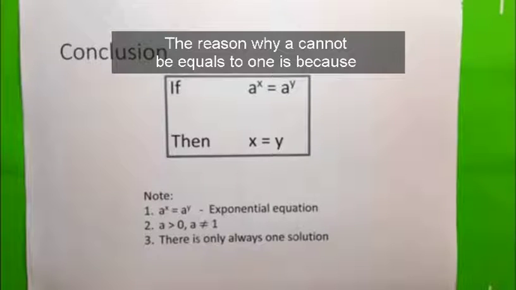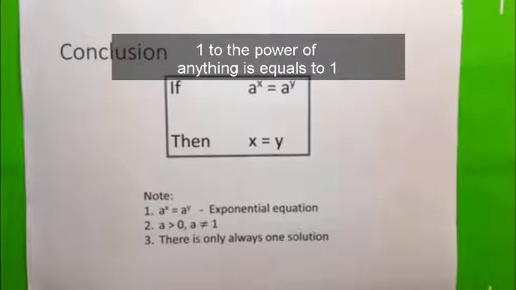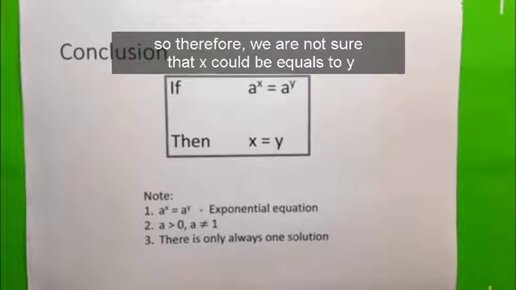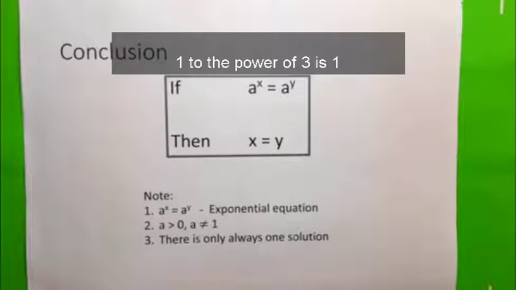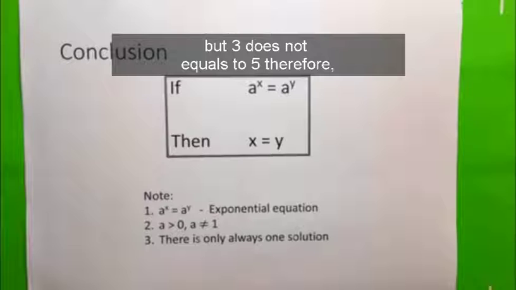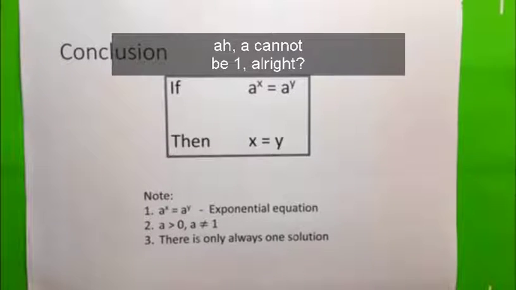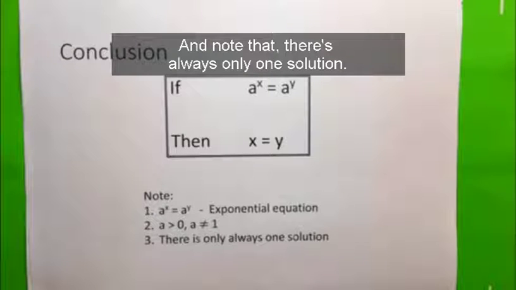The reason why a cannot be equal to 1 is because 1 to the power of anything is equal to 1. So therefore, we are not sure that x could be equal to y, because 1 to the power of 5 is 1, and 1 to the power of 3 is 1, but 3 does not equal 5. Therefore, a cannot be 1. Alright? And note that there's always only one solution.